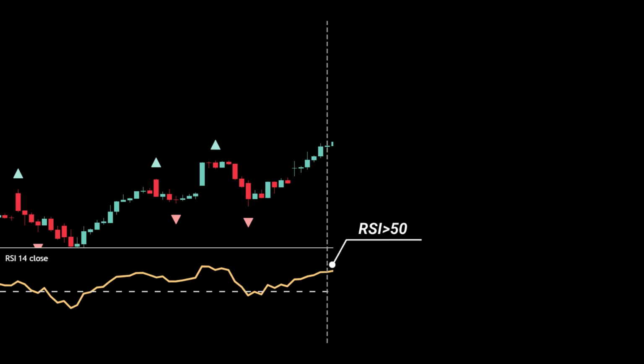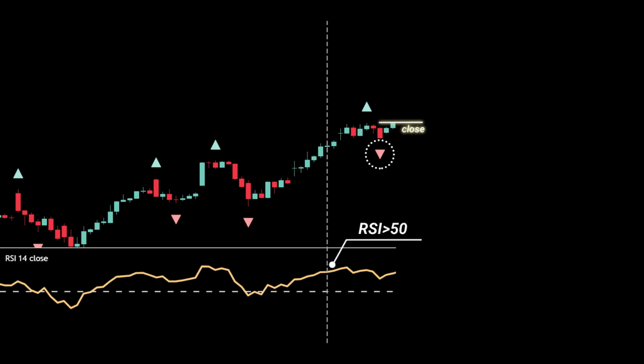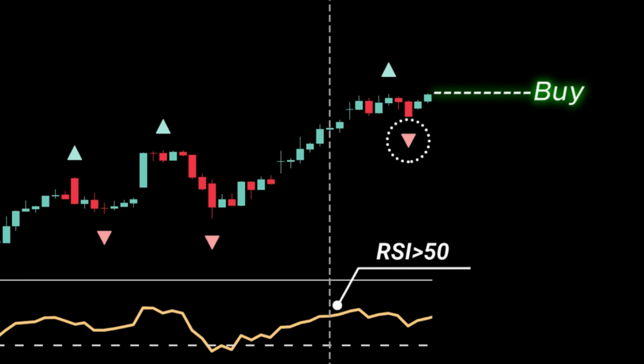First, check the RSI. It must be above 50 to confirm bullish momentum. Next, wait for a bottom fractal to form. Once the fractal appears, don't enter immediately. Wait until a candle closes above that fractal level. This candle close is your confirmation that buyers are in control. Only after that confirmation, you can confidently enter a buy trade.